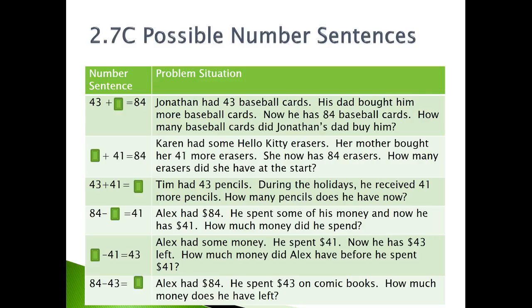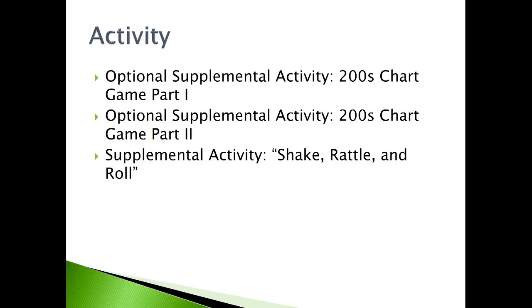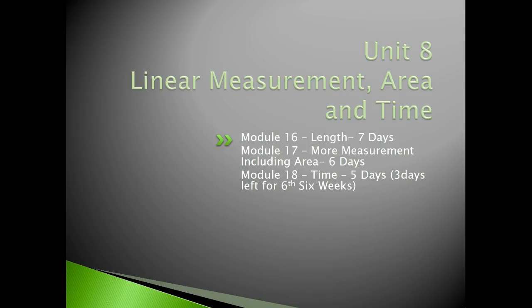Here's some possible number sentences that you can use when you're explaining this to the kids, where you have 43 plus something equals 84. That's the change is unknown. Notice that we have a number, the beginning number that's not used, it's just the beginning number is unknown, and then of course the total unknown. So those are the first 3 types. Activities in Eduphoria are listed on this slide. And then you'll begin with Unit 8.